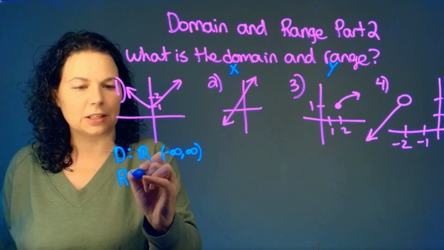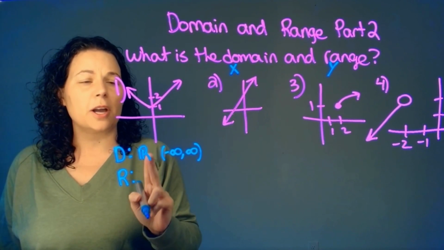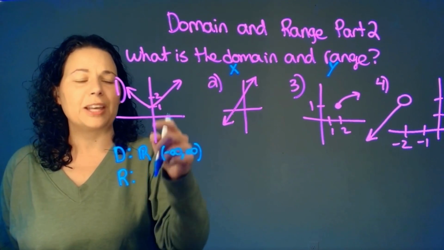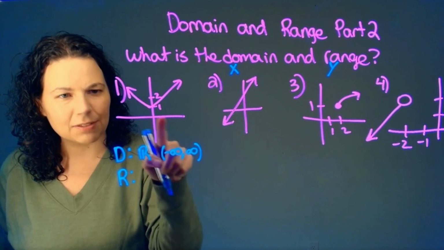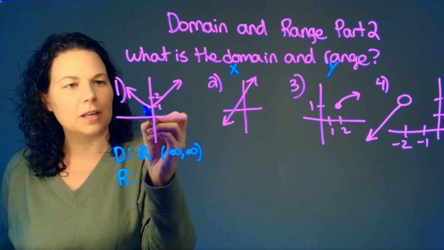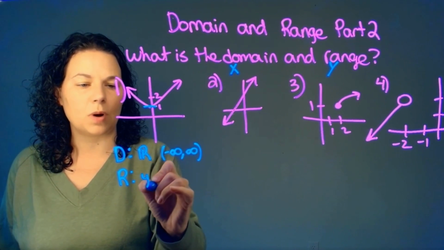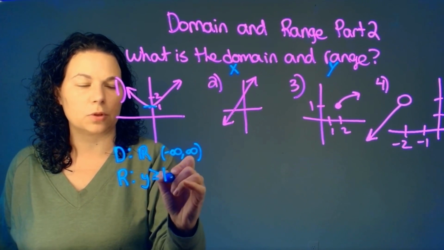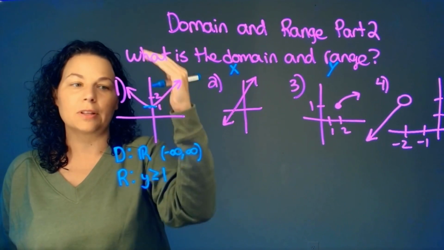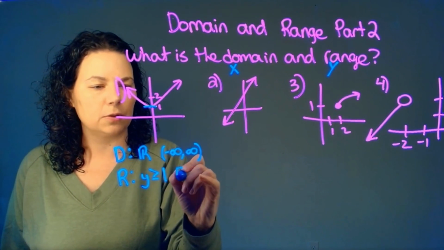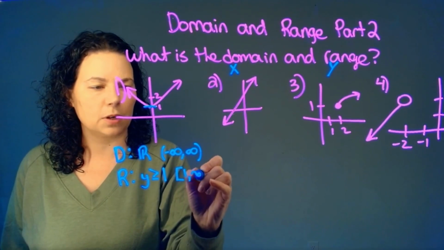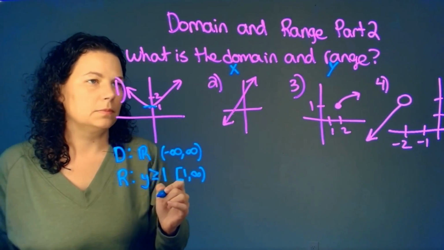The range. We see both those arrows going up forever and ever, but they don't go down here. We didn't use any of these numbers down here on our y value. It started right here at 1. So we used y is greater than or equal to 1. We started at 1 and used everything above that. If we're doing interval notation, we start at 1 and we go to infinity.